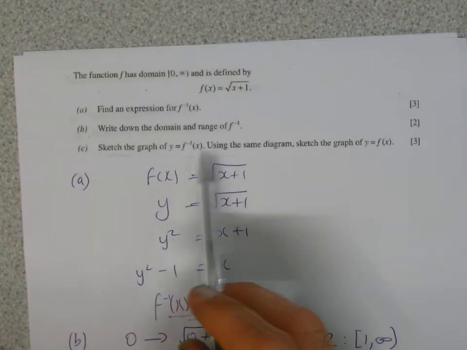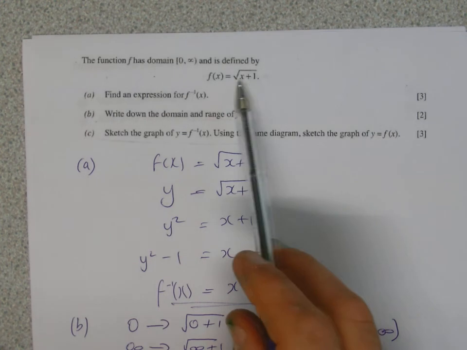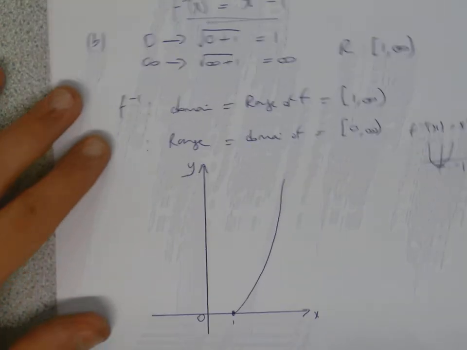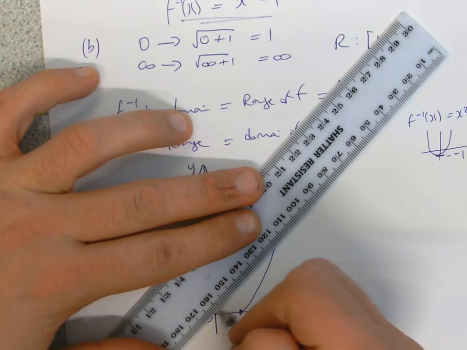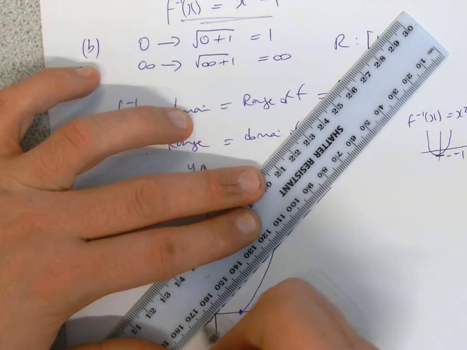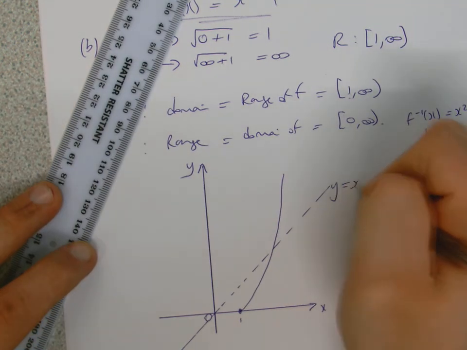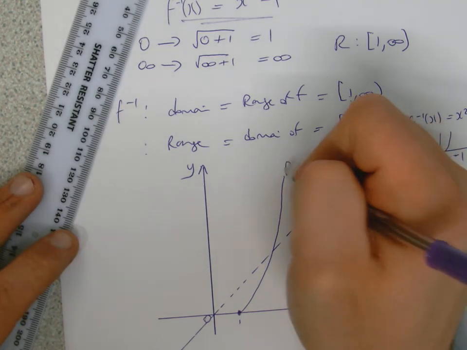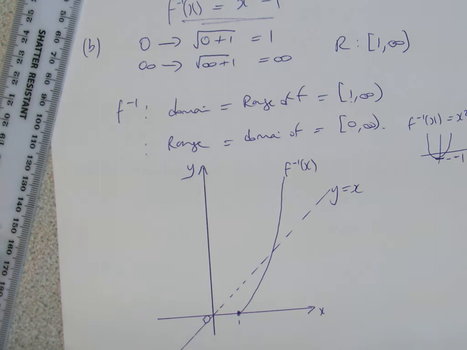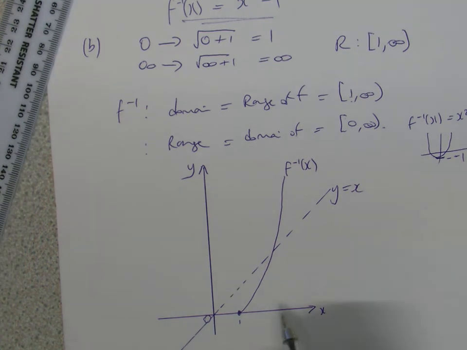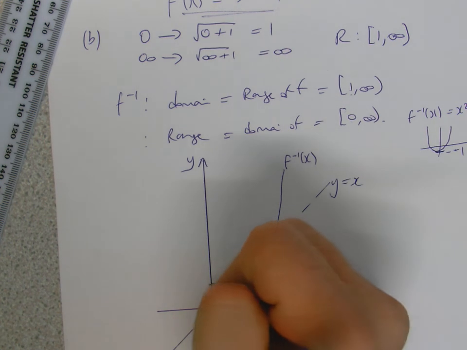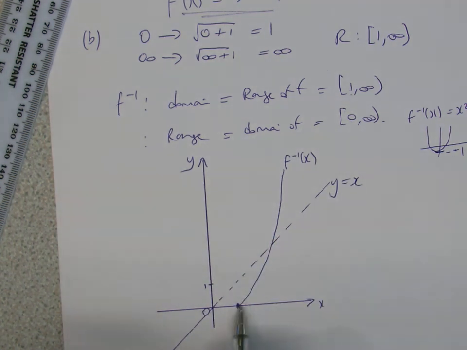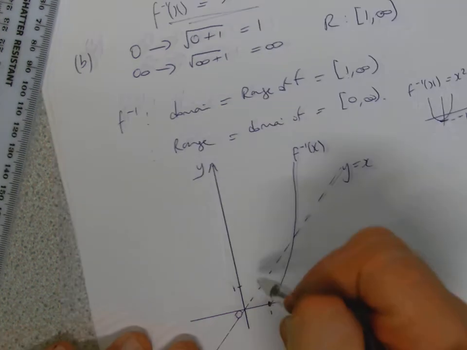It says then, using the same diagram, sketch y equals f of x, so sketch that. In order to sketch that, all you've got to do is reflect in the line y equals x. Always, to draw the inverse functions, you draw the line y equals x. So this is your inverse function. To draw the original function f of x, all you do is reflect in the line y equals x. If it starts here at 1 on the x-axis, it'll start at 1 on the y-axis. And then you draw your curve so it reflects.